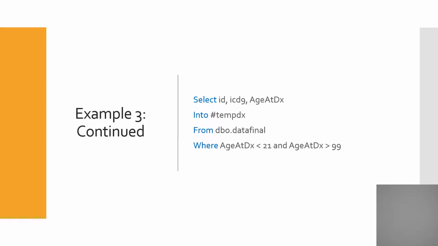Our last command is the where command, which works as a condition. So we want it to meet a criteria. We want the age at diagnosis that is less than 21 and more than 99 to be removed. And then we hit execute.